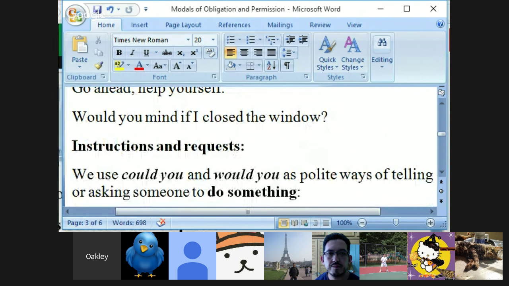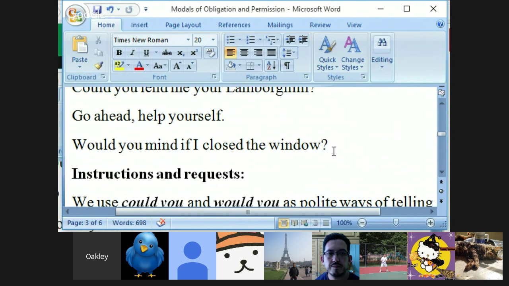I just got a question. Sure, shoot. I don't know if you explained that, but in that sentence, would you mind if I close the window? Why is the verb close in the past tense? Well, okay. It could be either.